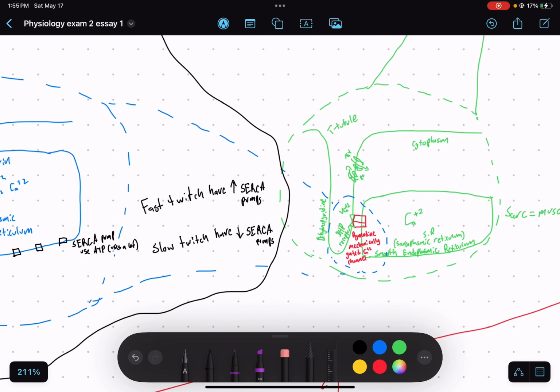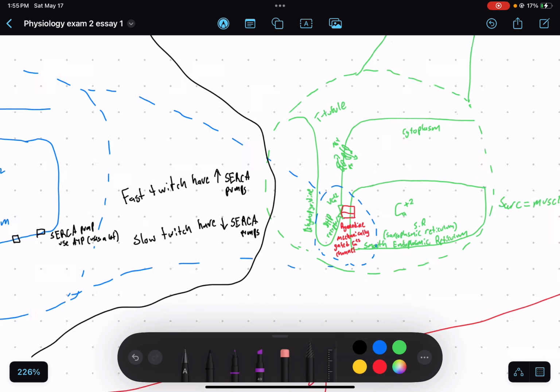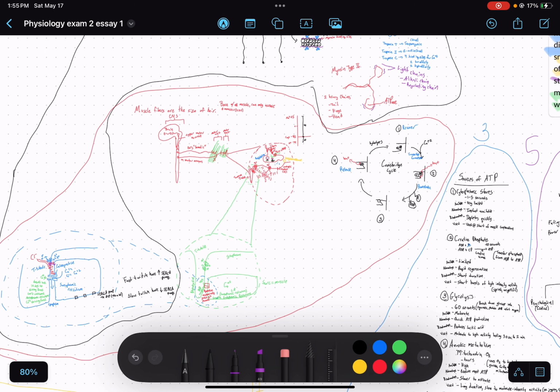And so we'll talk about muscle twitches and twitch fibers here in a minute, but whenever there's a fast twitch, there are more SERCA pumps working properly. Whenever you have a slow twitch, you have fewer SERCA pumps working. And then the next thing we're going to do is go through how that contraction happens over here.